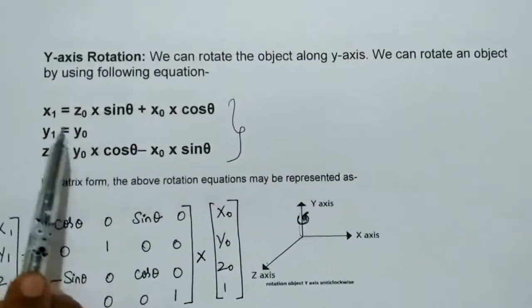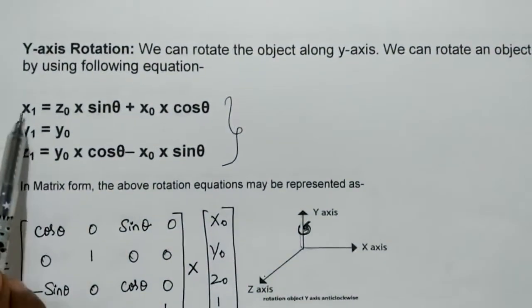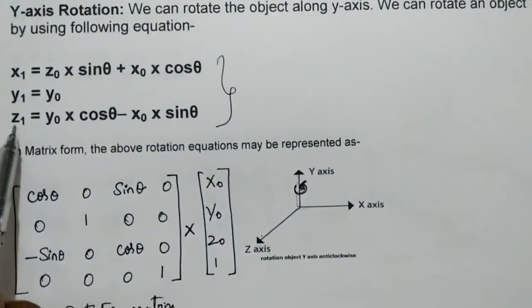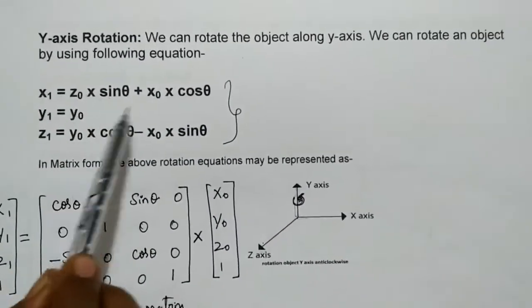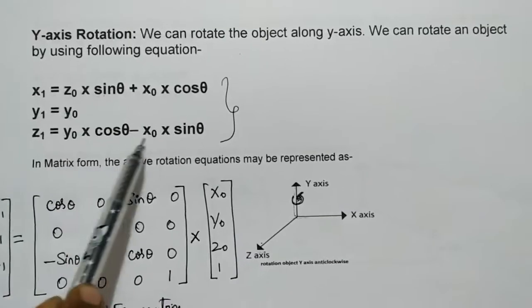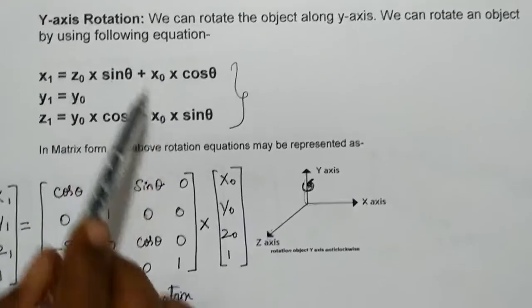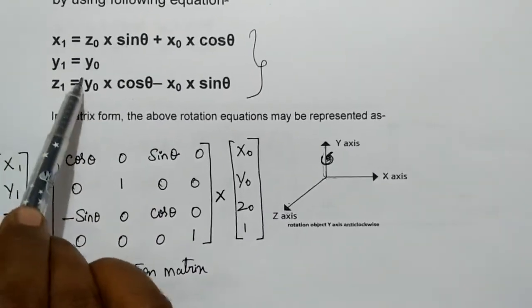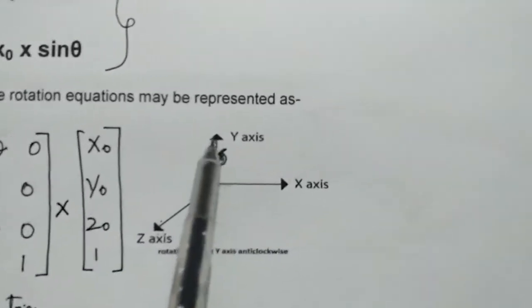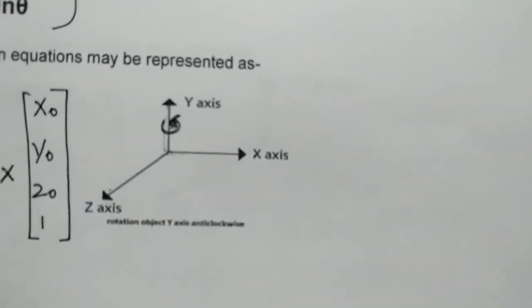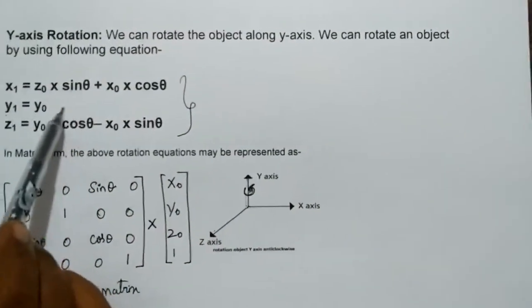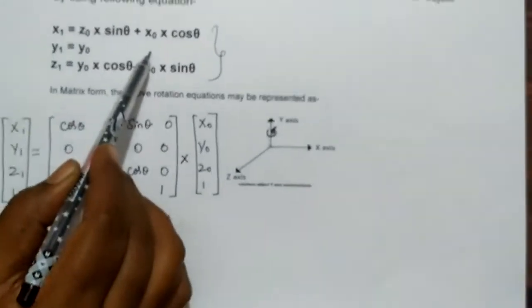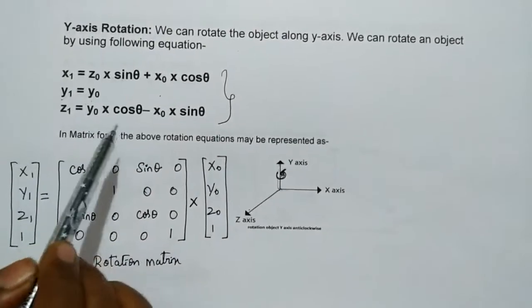We can observe here x1, y1, z1 are the new coordinate values after rotation. Before rotation, the coordinate values are x0, y0 and z0. In this equation, we can easily observe that when we rotate an object along the y-axis, the new value of y comes from the old value of y. There is no additional mathematical expression here. Similarly, in x-axis rotation also.